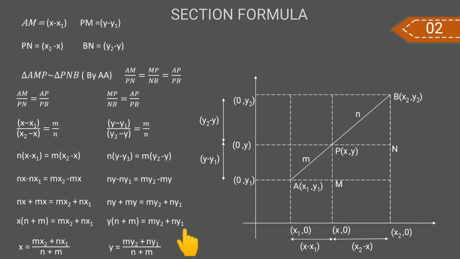Then we will discuss the midpoint formula. In the midpoint formula, P is the midpoint of line AB. Therefore the value of m and the value of n are both equal. Now we put this in the equation: we replace n in terms of m.